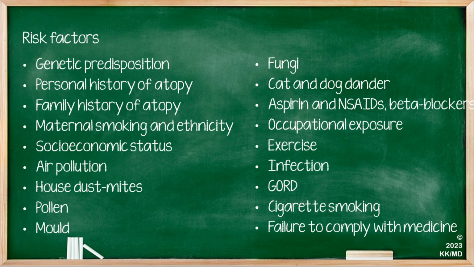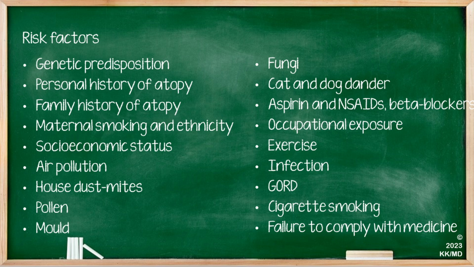The risk factors for acute asthma remain the same as chronic asthma. However, there are some factors that play more of a role in acute exacerbation. And in real clinical practice, infection and non-adherence to inhaled medication are two of the big ones.